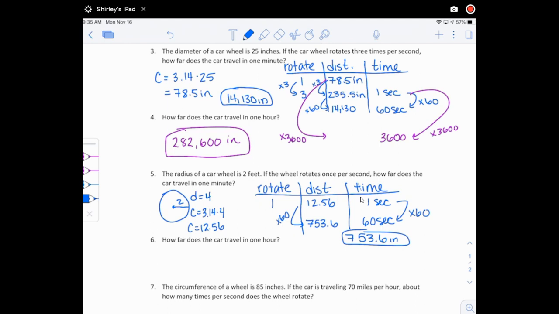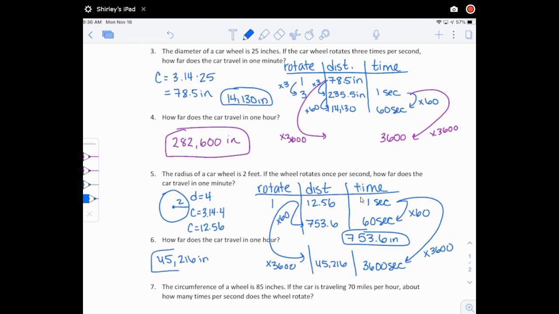And then to finish it out, how far does it travel in an hour? I'm going to keep extending that table down. Seconds, there are 3,600 seconds in an hour. So my scale factor is times 3,600. So then I can use that same scale factor times 3,600. 12.56 times 3,600, 45,216 inches. And again, it's not asking us for miles, it's just asking us for inches. And as I said, you're skipping number 7.